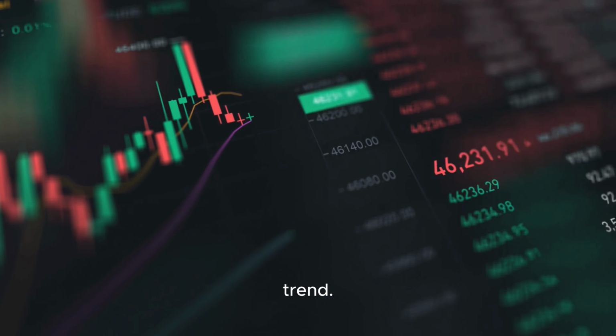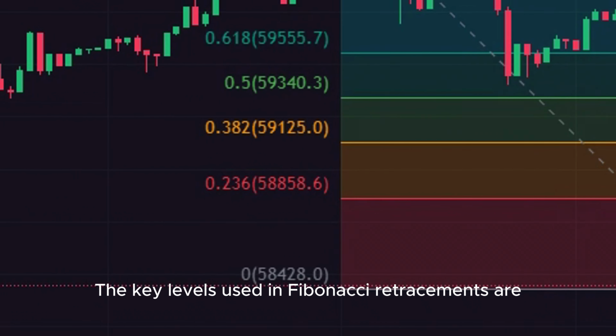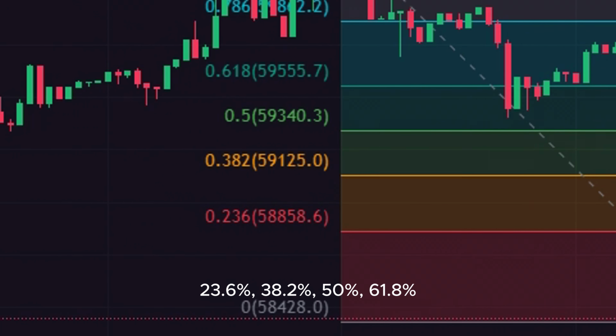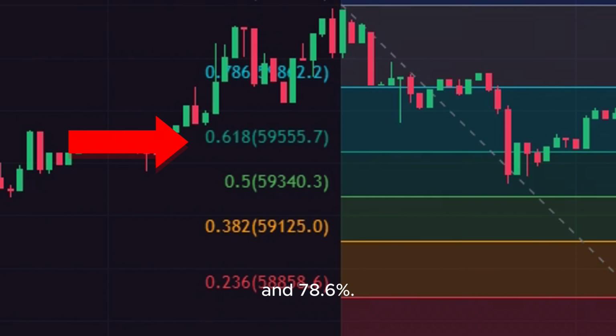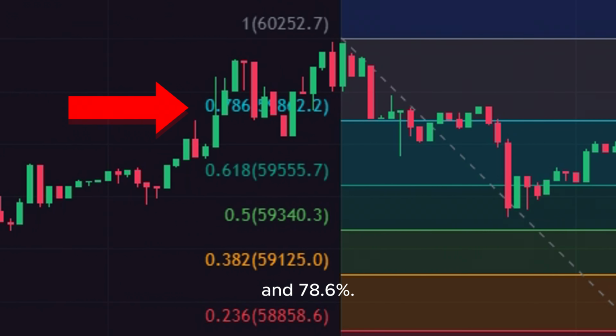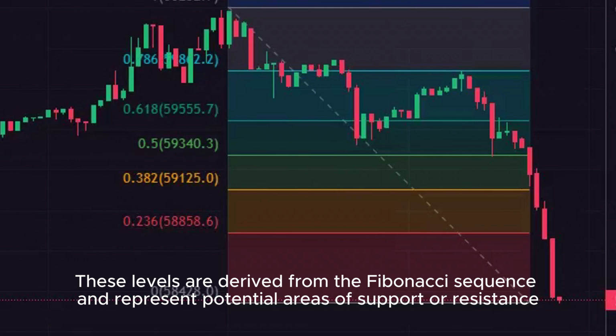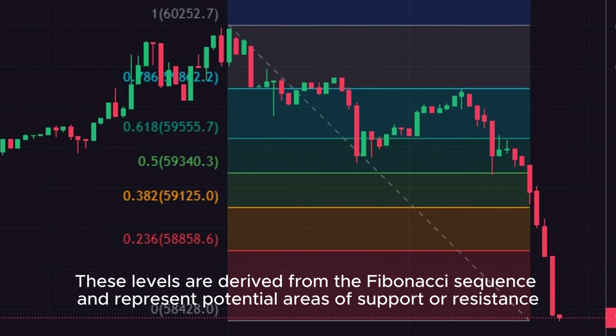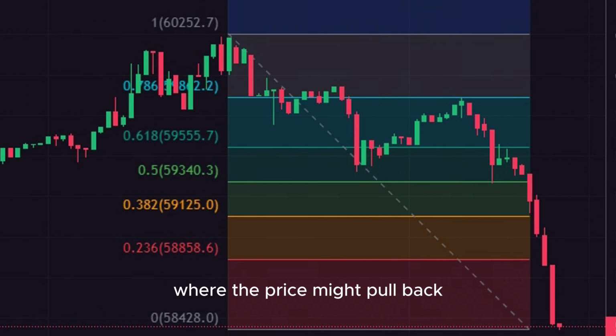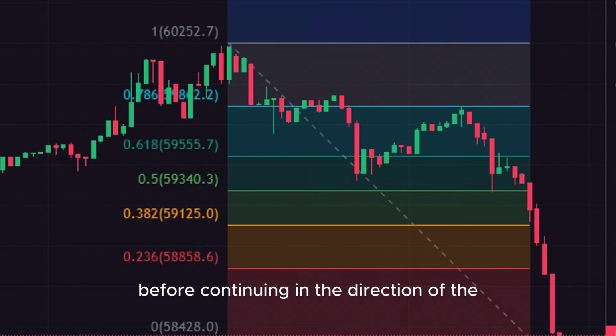The key levels used in Fibonacci retracements are 23.6%, 38.2%, 50%, 61.8%, and 78.6%. These levels are derived from the Fibonacci sequence and represent potential areas of support or resistance where the price might pull back before continuing in the direction of the trend.